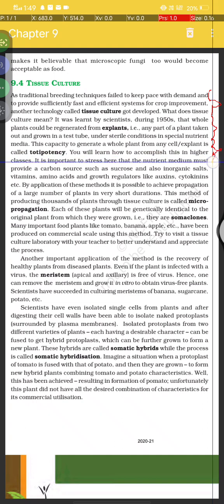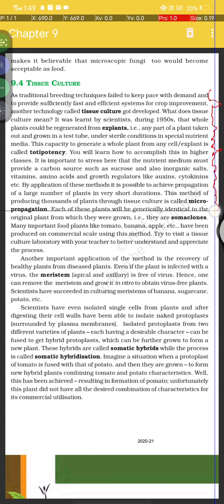It is important to stress here that the nutrient medium must provide a carbon source such as sucrose, and also inorganic salts, vitamins, amino acids, and growth regulators like auxin and cytokinin. By the application of this method, it is possible to achieve the propagation of a large number of plants in a short duration. This method of producing thousands of plants through tissue culture is called micropropagation.